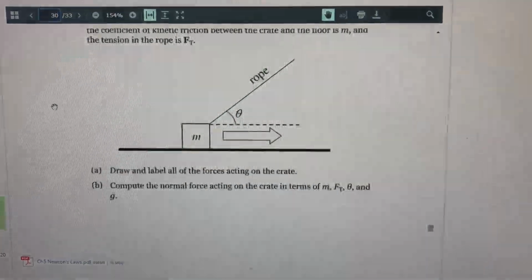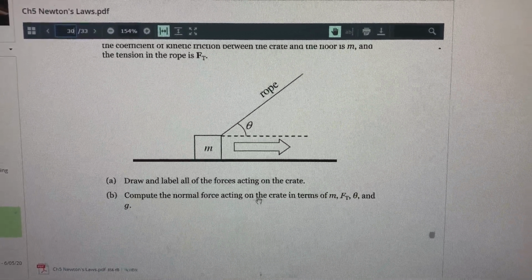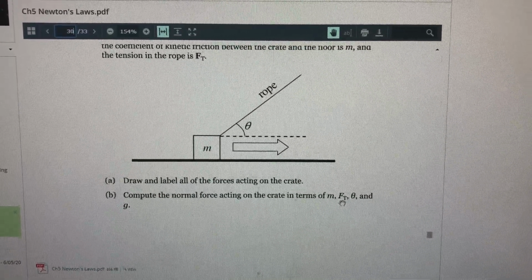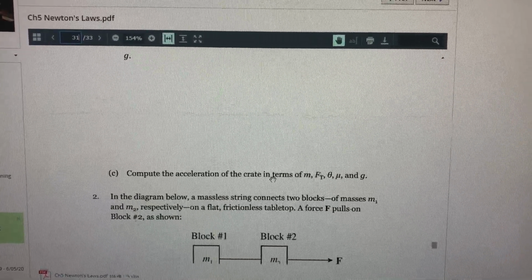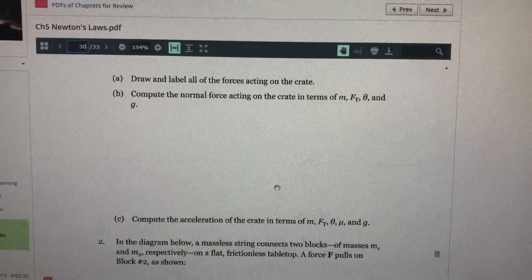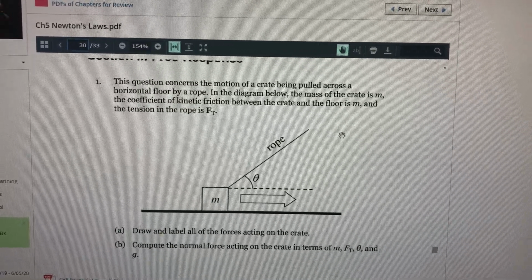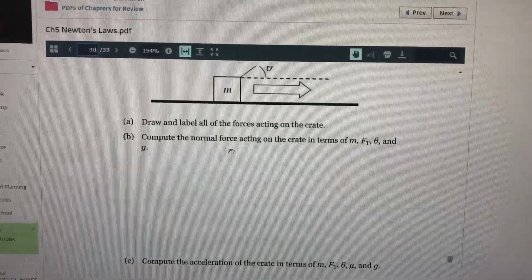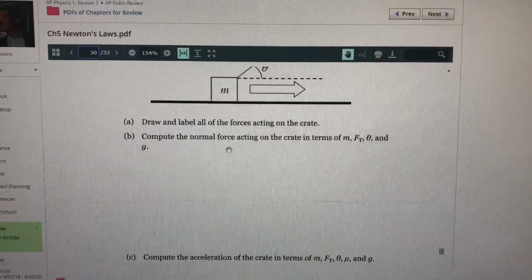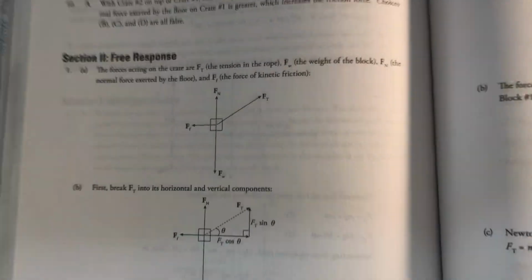Now there's a few parts here. We need to draw and label all the forces acting on the crate, compute the normal force in terms of m, Ft, theta, and g, and then compute the acceleration of the crate in terms of m, Ft, theta, mu, which should be the coefficient of kinetic friction, mu, and g. So we're going to be doing this in terms of variables rather than with numbers, which is a common thing on the AP test, and we should get used to it. So I'm going to go ahead and switch over to the solution so we can look at that.